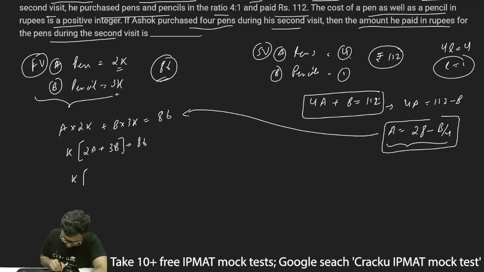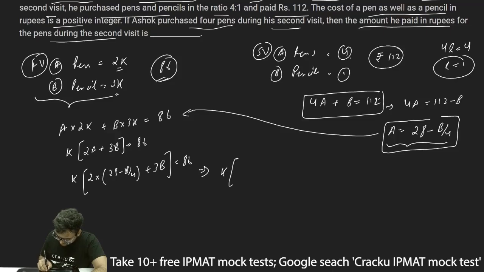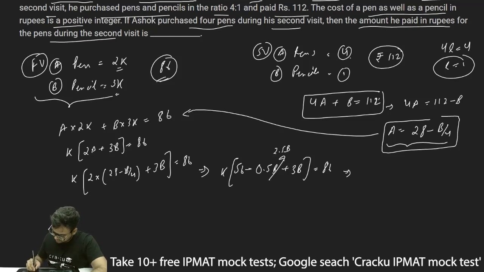Now instead of A, I can just substitute the value of A as 28 minus B by 4. So this will become k into (2 times (28 minus B by 4) plus 3B) should be equal to 86. Further solving this will give me k into (56 minus B by 2, or I can write 0.5B, plus 3B), which will be equal to 86. 3B minus 0.5B is 2.5B, and thus I can write k is equal to 86 divided by (56 plus 2.5B).